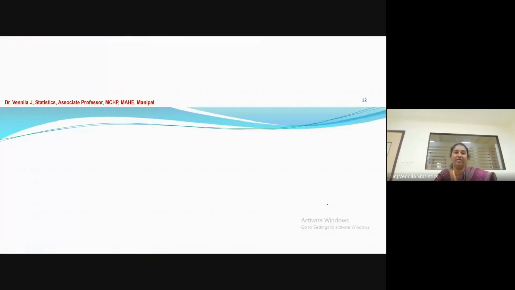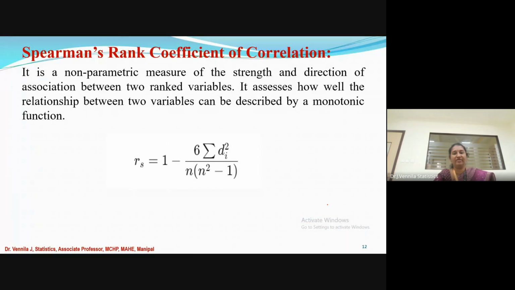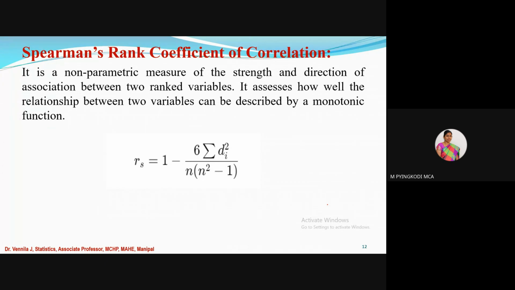I hope you understand the correlation concept. Do you have any doubts? You can ask me. Students, if you have any doubt related to the correlation, you can ask me. Otherwise, we'll move to regression analysis. Ma'am, you can proceed, ma'am. Yes, ma'am. Okay, ma'am. Thank you, ma'am.